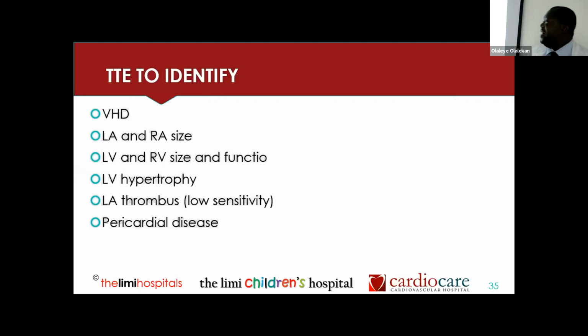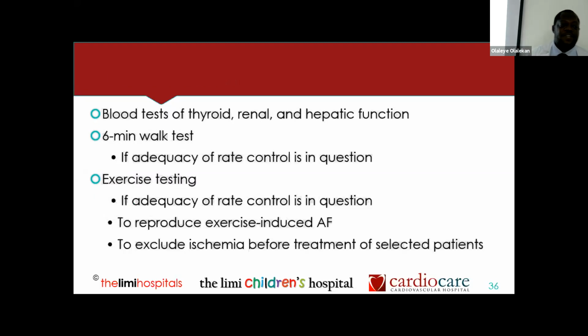Then transthoracic echocardiography will help you, like I said, to identify other structural disease like valvular heart disease. You can assess the atrial size, ventricular function, and identify left atrial thrombus. But we should note that the sensitivity of the transthoracic echo to identify thrombus is very low. So transesophageal will be better, because most of the thrombus is located in the left atrial appendage, and you can also identify pericardial disease. Then blood tests to assess thyroid function, renal function, liver function.